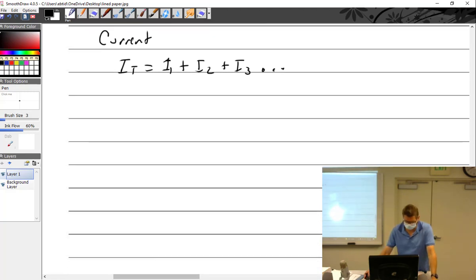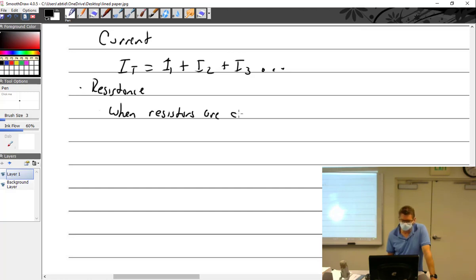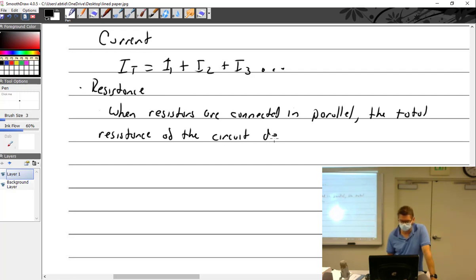So how about we just do it real easy? So we'll talk about resistance. Resistance. When resistors or loads are connected in parallel, the total resistance of the circuit decreases.